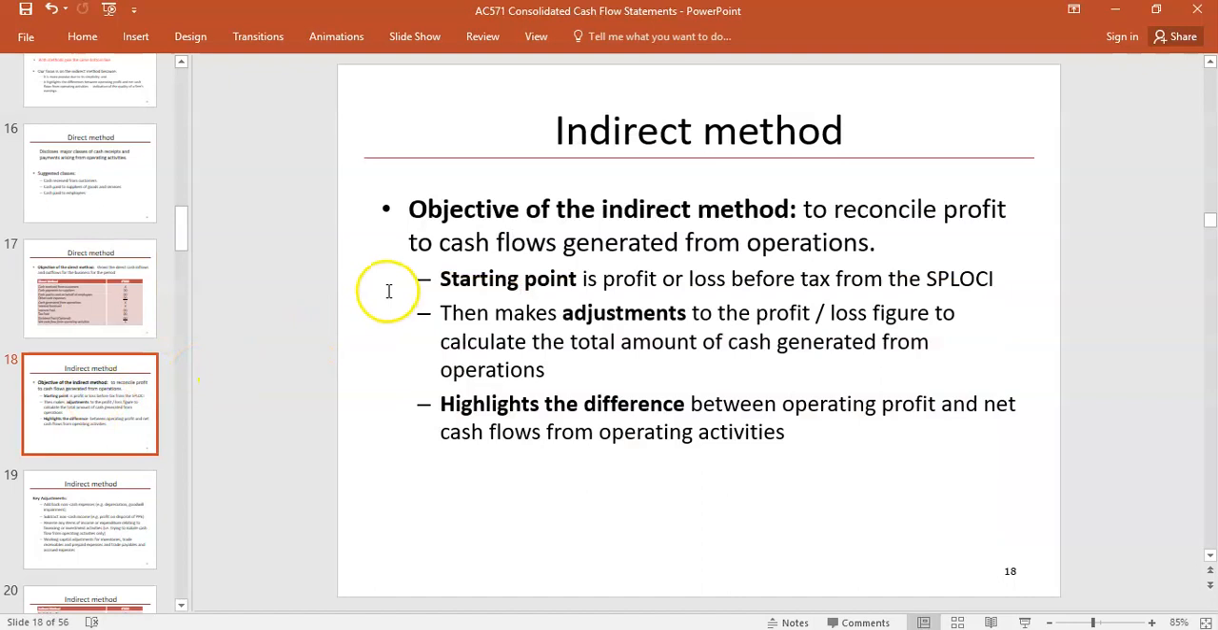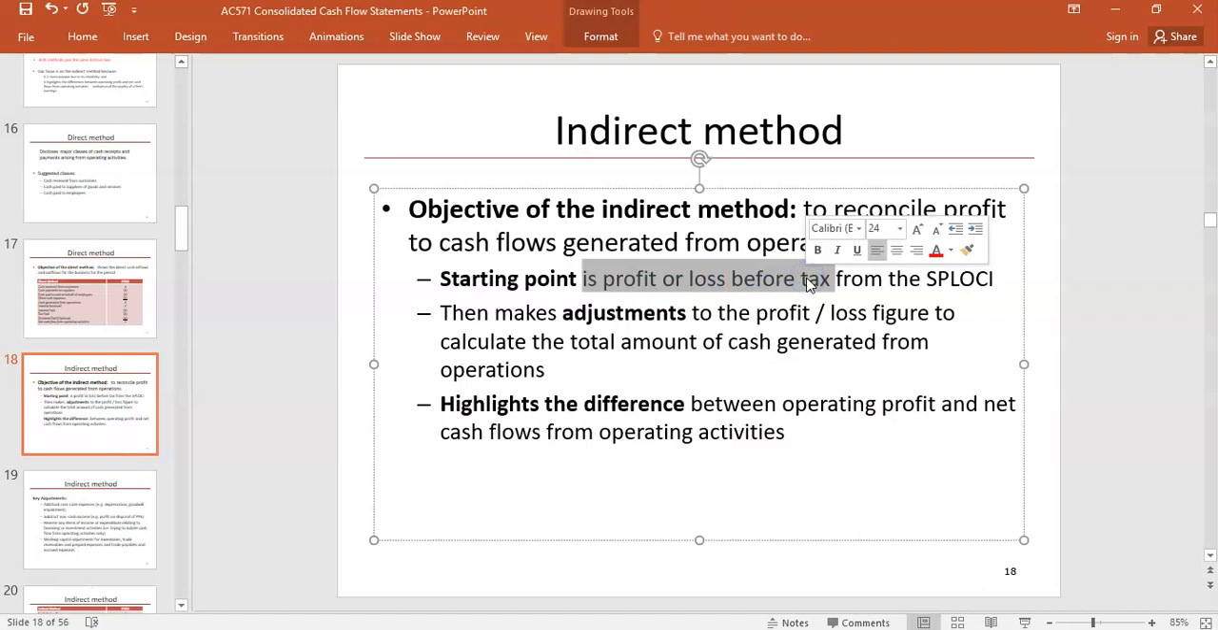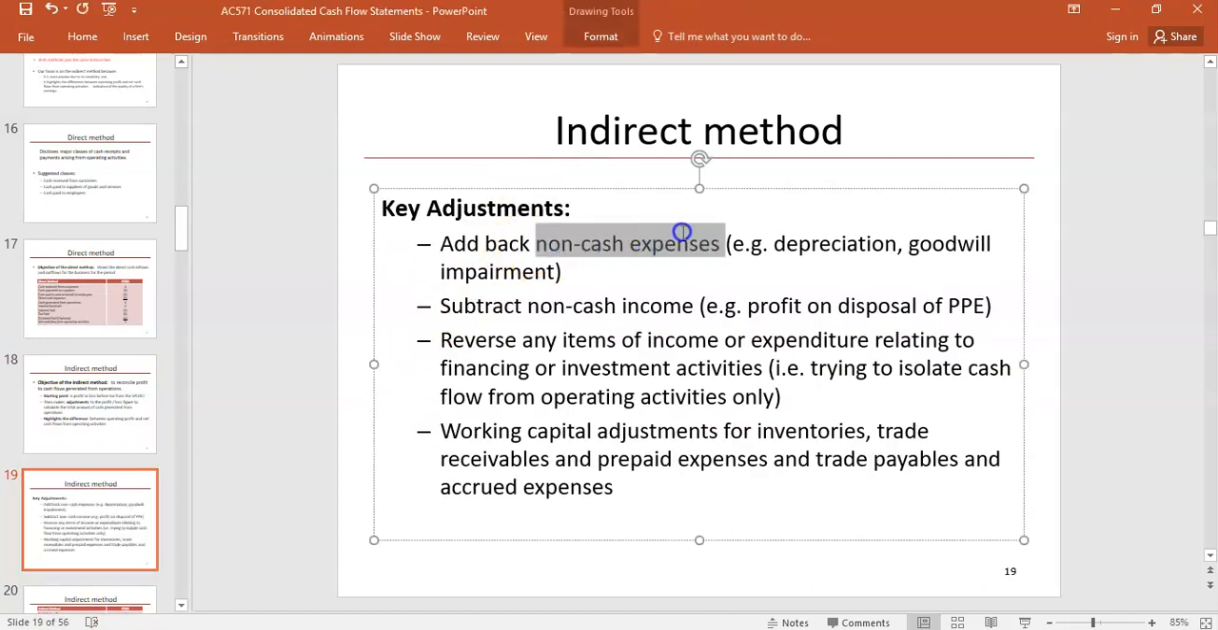The indirect method then is you start with the profit for the year. Now you might take profit before tax, you could take operating profit, it just depends where you want to start. And then you adjust to get your cash flow from operating activities. So that's why it's called indirect, you're working from a profit figure indirectly to a cash flow. So there are a number of adjustments then, non-cash expenses. You're going to adjust for non-cash income. So these are items in the profit and loss account that are not cash related. So depreciation, goodwill impairment, profit or loss on disposal of PPE. You adjust for working capital then as well, which are movements in inventory, trade receivables, and trade payables.